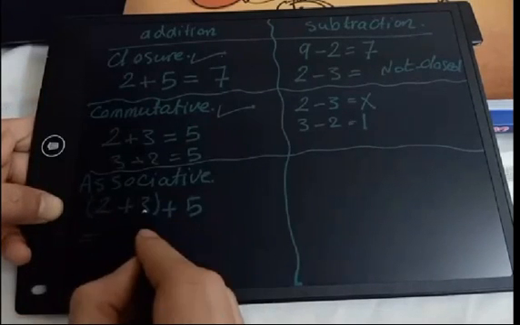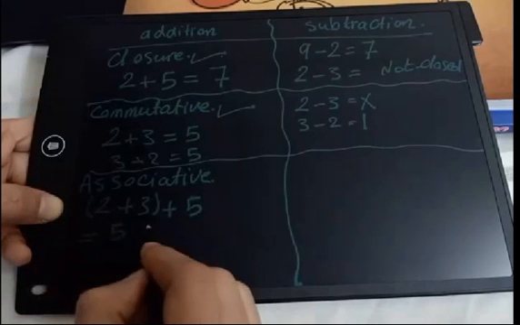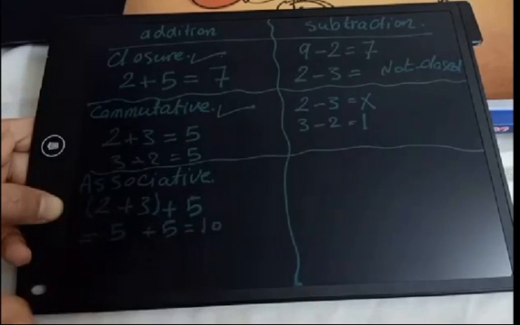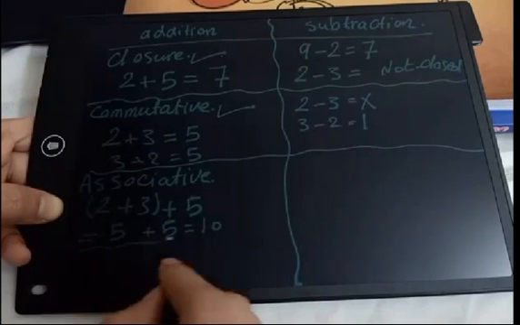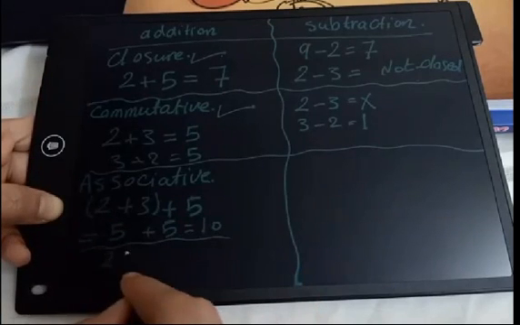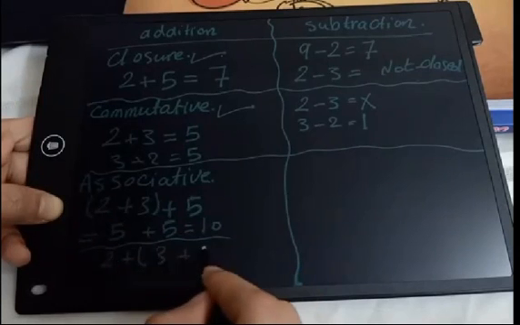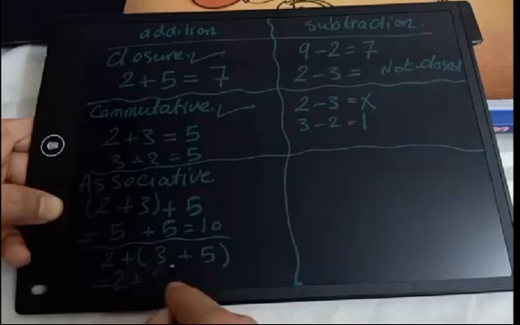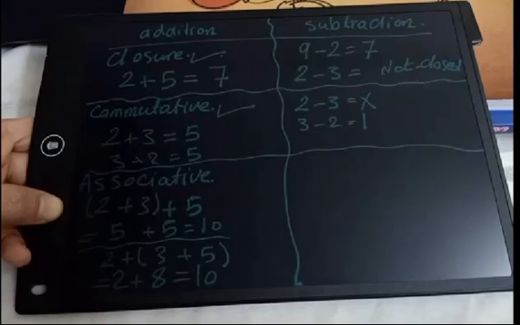So 2 plus 3 equals 5. Plus 5 equals 10. But some of you want to take the second two numbers together, so you can. If you make it 2 plus, and I take 3 plus 5 together, yes, that's okay. It equals 2 plus 8, and it equals 10. So the associative property works with addition.